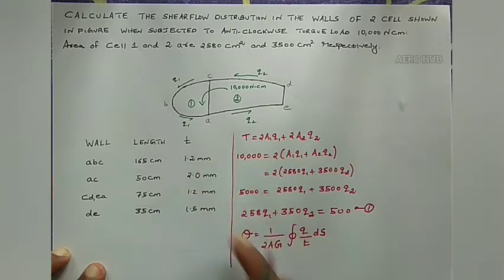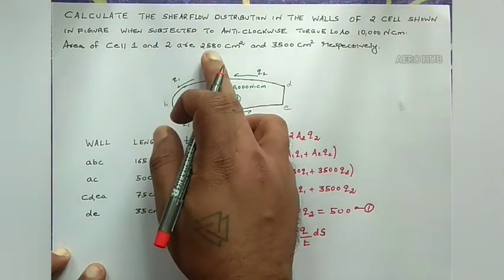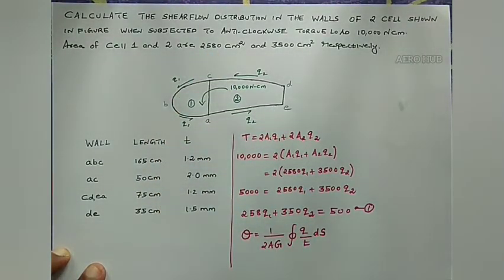The value of G, the shear modulus, is not given in the question, so we'll assume that the value of G is constant. So I can take 2G theta as a constant. But the areas are different: for cell 1 the area is 2580 centimeter square, and for cell 2, 3500 centimeter square. So we can't take the area as common. So I'll bring 2G to the left hand side, and we will integrate the equation with Q1 for cell 1 and Q2 for cell 2.